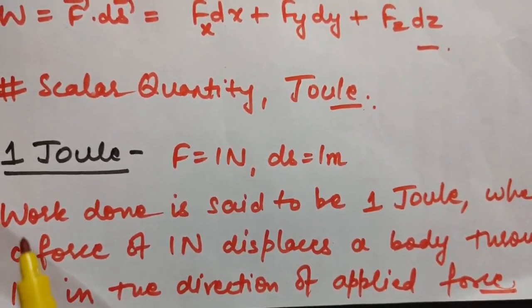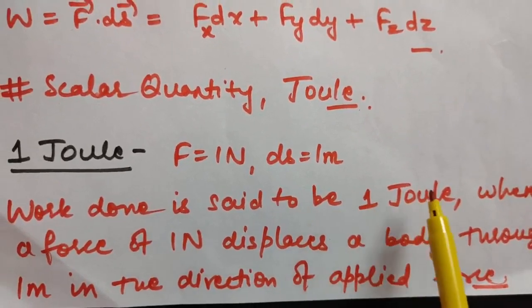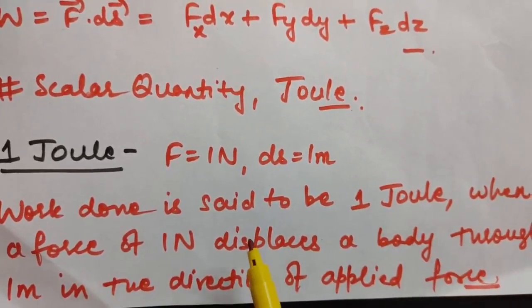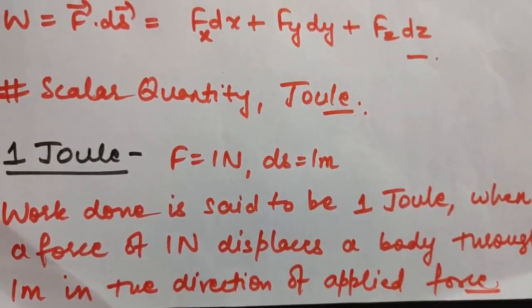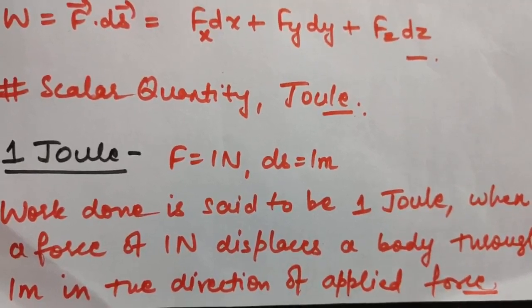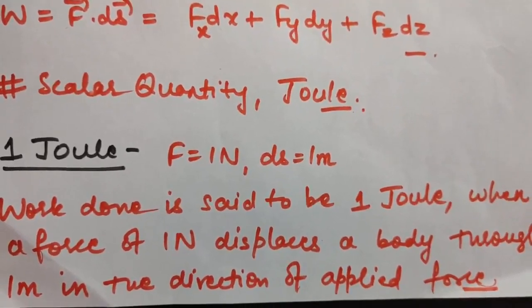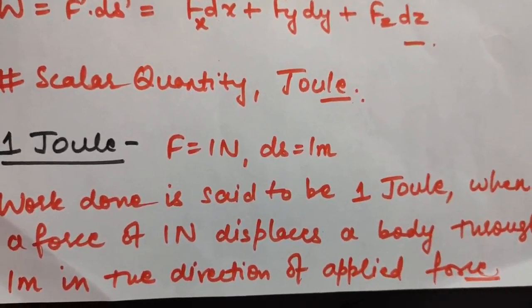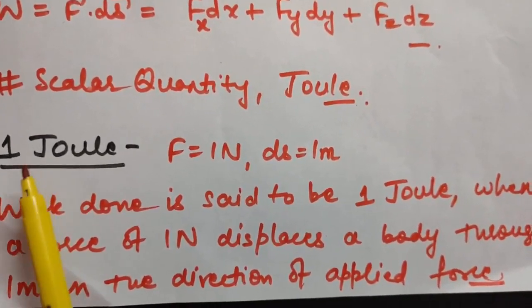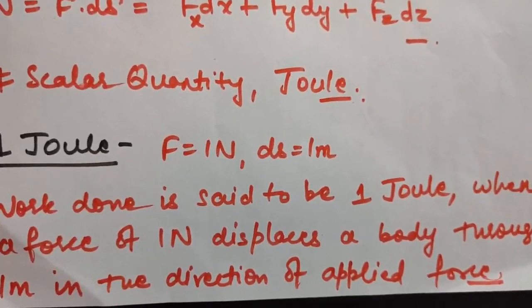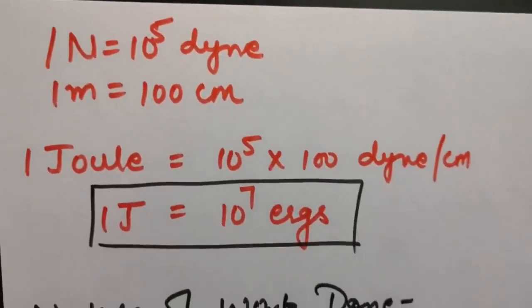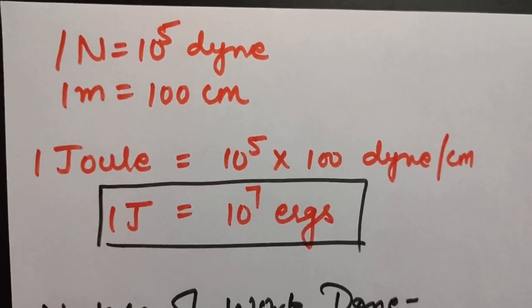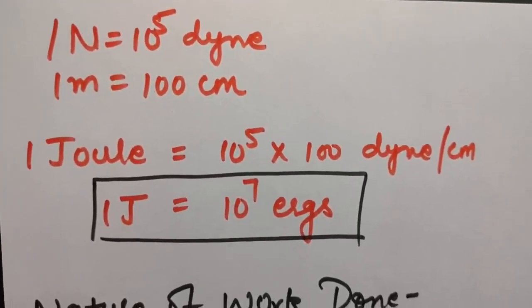Okay, so work done is said to be 1 joule when a force of 1 Newton displaces a body through 1 meter in direction of applied force. Okay, so if we apply 1 Newton of force and a body displaces by a distance of 1 meter, then your work done will come to be 1 joule. So joule is the SI unit of work because work is a form of energy only.